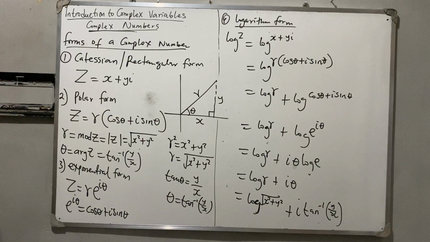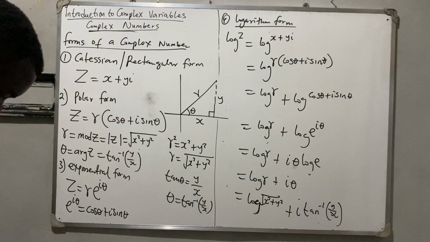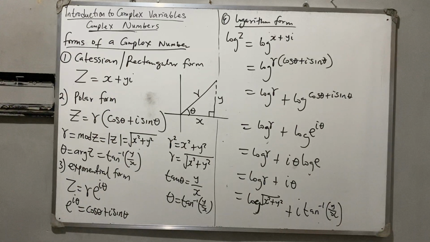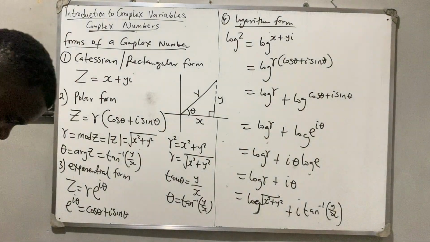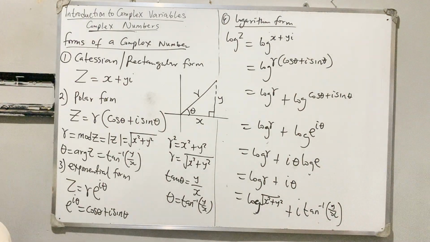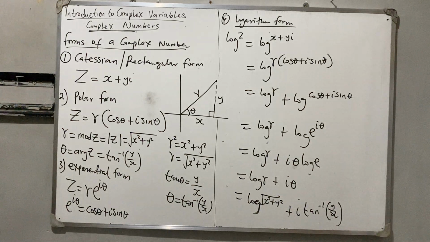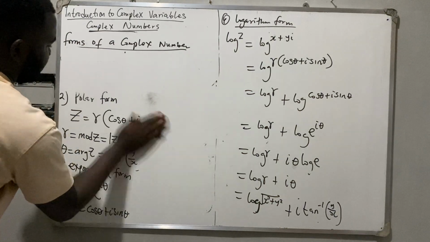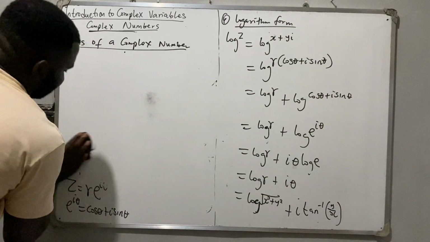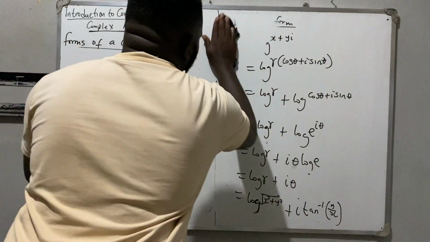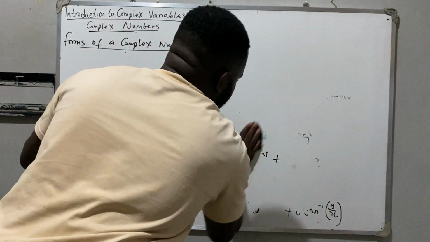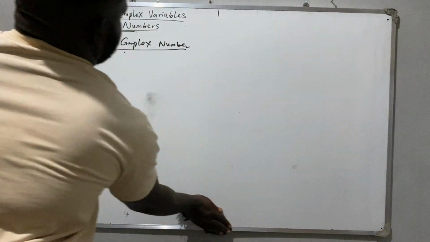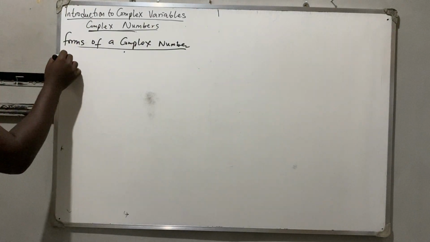So that is that. So the next thing we will now look at is how to express a complex number in all these forms. So one example, just one, because I've done a full video on these particular things. So I'll just be giving one example to illustrate what I'm saying. So, example one.